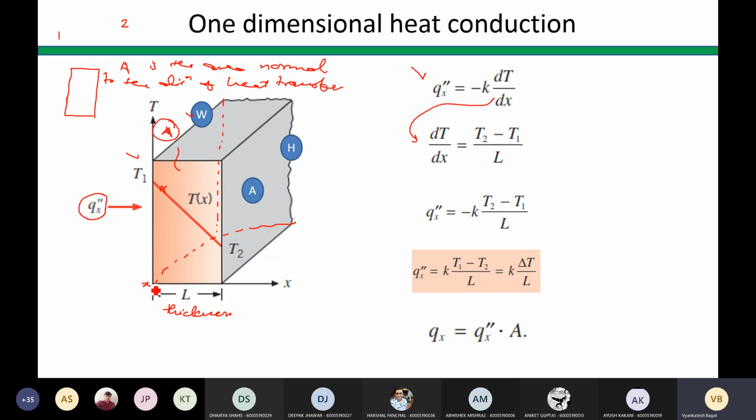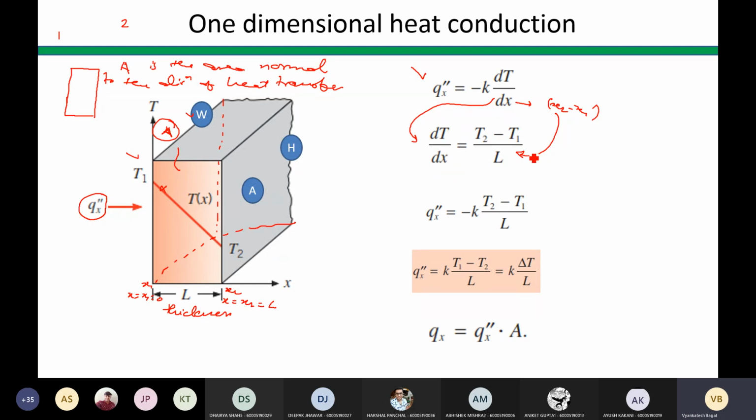So if I say this is x1 and x2, then at this condition x is equal to x1, which is 0, and here x is equal to x2, which is L, right? Or you can simply say x2 minus x1 is L. So instead of writing x2 minus x1, I have directly written it as L. So the temperature gradient dT by dx is written like this.